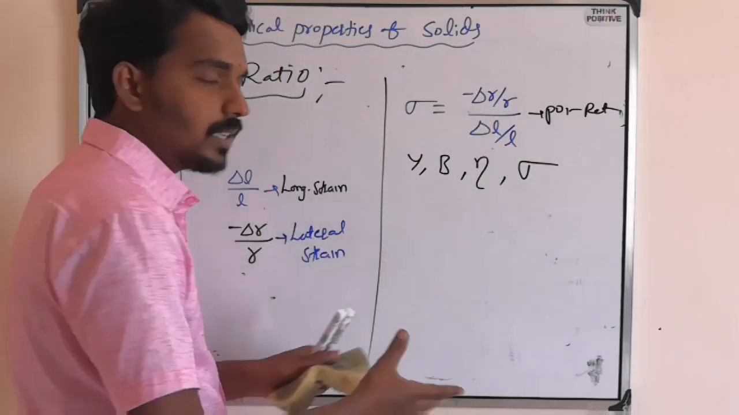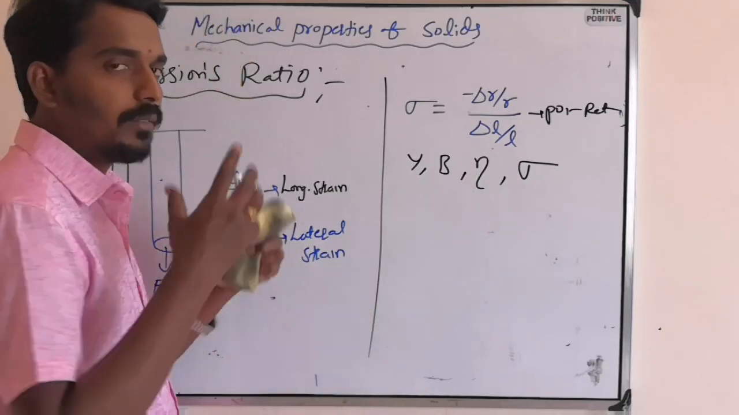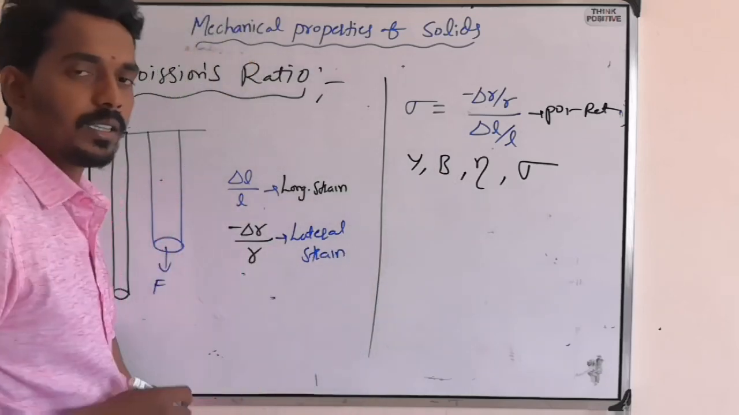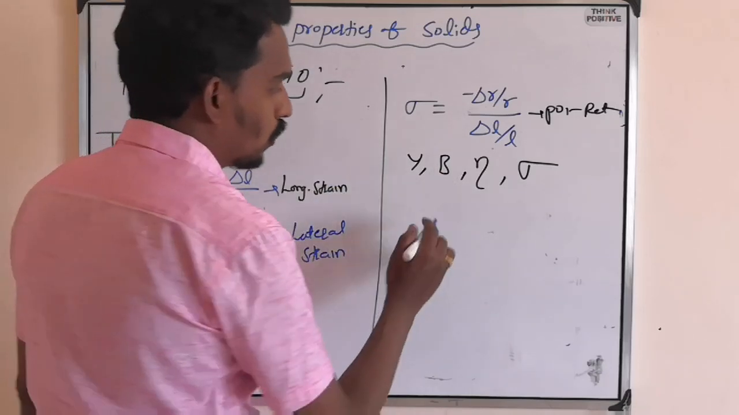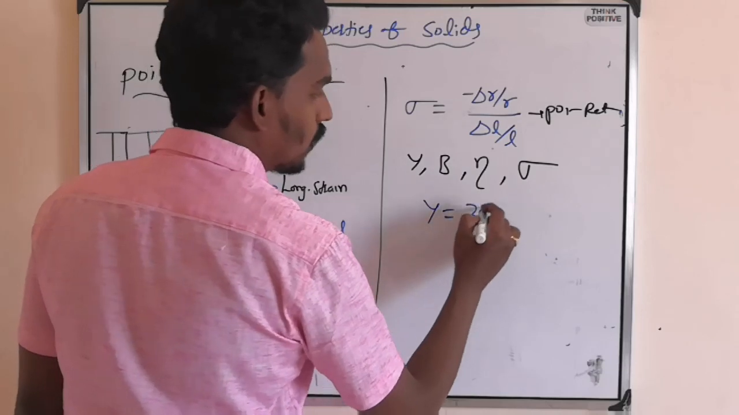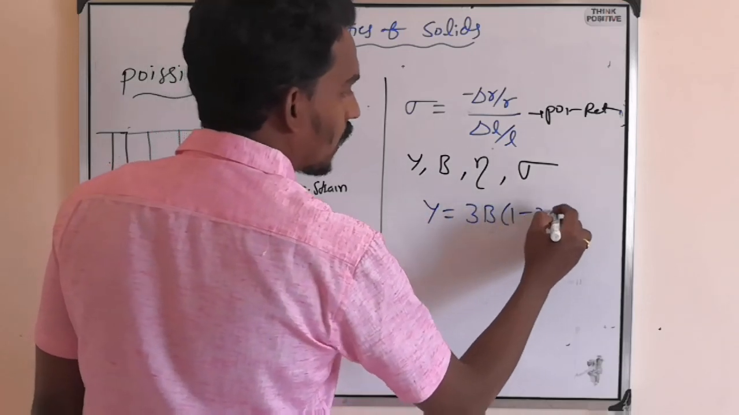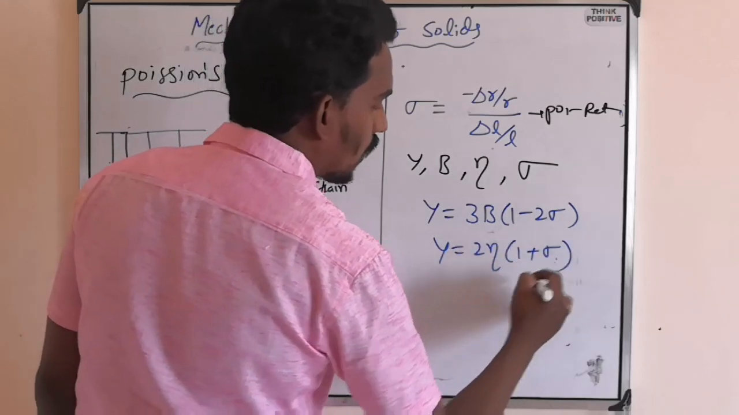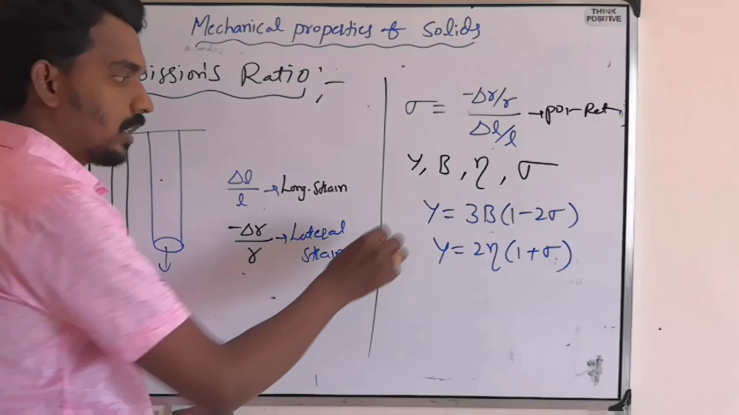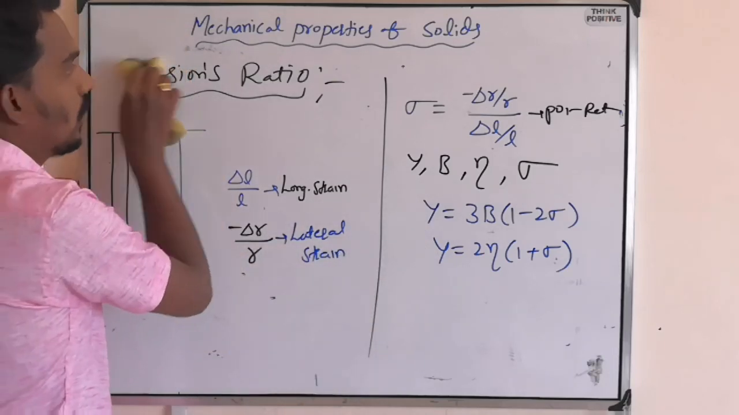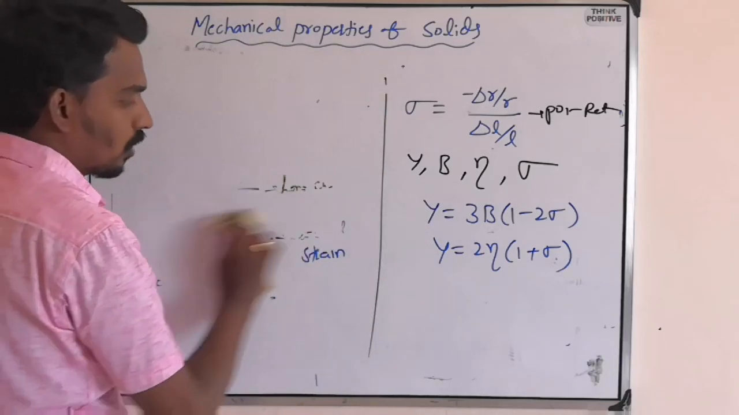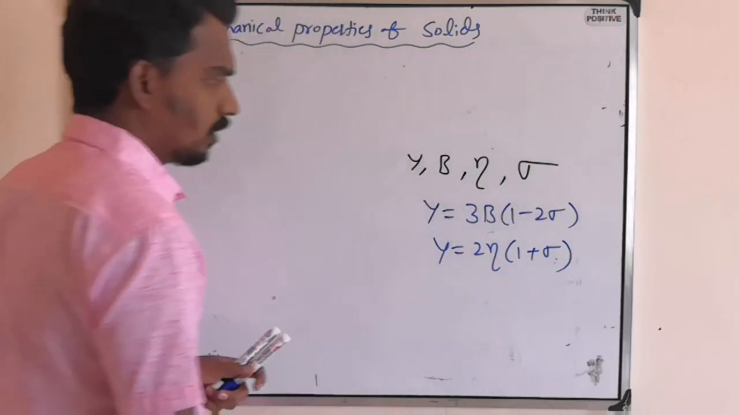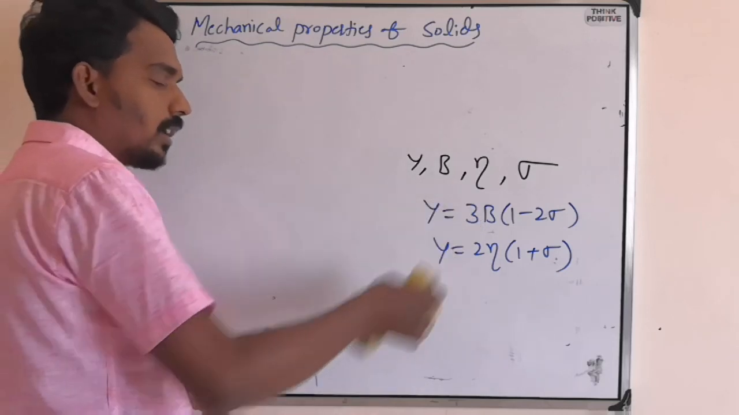And there is a relation they have given, whose derivation is not in our syllabus, but we will get questions in the entrance based on that. Those relations are Y equal to 3B(1 minus 2 sigma), and Y equal to 2 neta(1 plus sigma). So these are the two relations which connect all the four constants in this chapter. So questions can come based on this also.